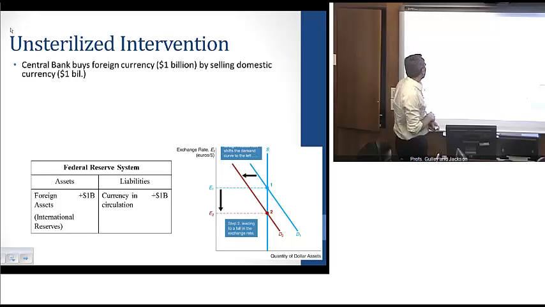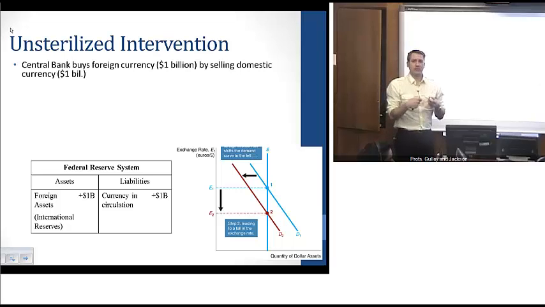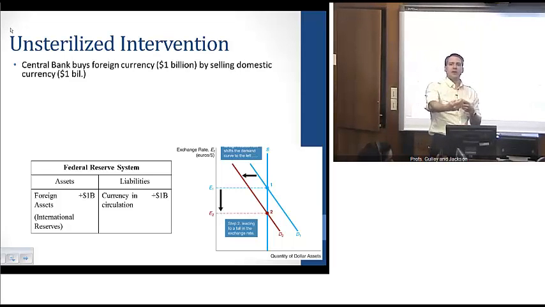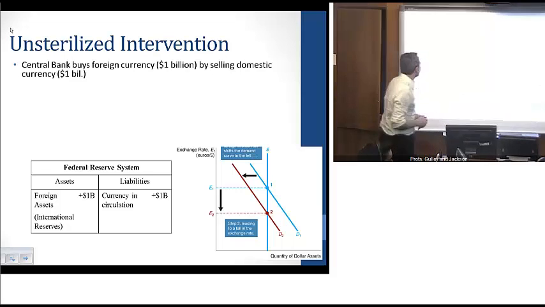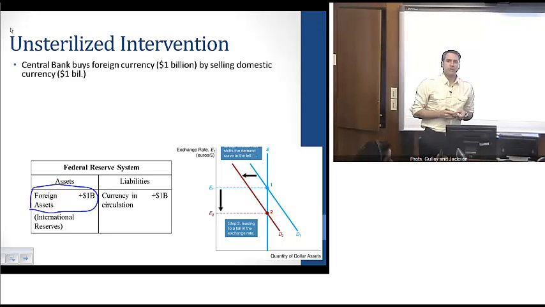So in this case, we can look at the opposite case. Here we have a central bank which is buying foreign currency, adding to its holdings of international reserves by $1 billion. And they're doing that by selling domestic currency. So in the case of the Fed, they would be literally printing money and using that to buy up international reserves. Again, if we look at the Fed's balance sheet, you can see it's adding to its holdings of international reserves, increasing that by $1 billion.